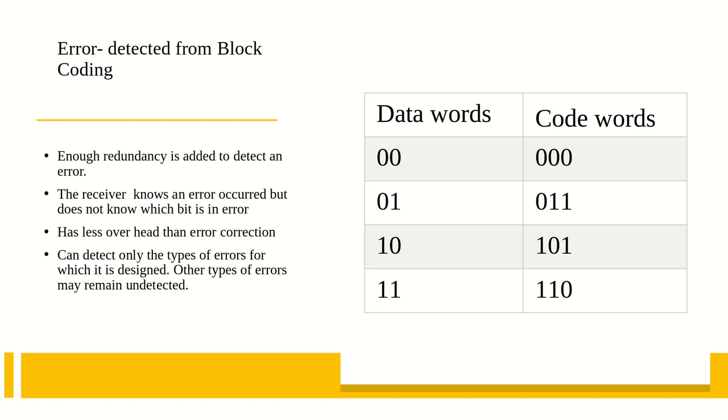Assume the sender encodes the data word 01 as 011 and sends it to the receiver. We will consider these cases and we can say whether there is an error or not. An error detecting code can detect only the types of errors for which it is designed. That is the drawback in this error detection.